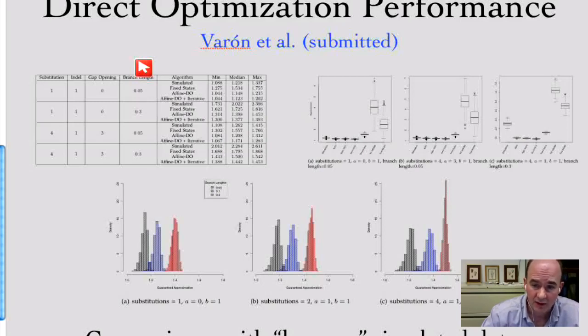And so what Andres did here is he actually looked at simulated data and then fixed states, which we talked about before, which was a lifted alignment with all possible leaf taxa assignable to an internal vertex. And then affine DO and affine DO plus iterative. So that's an affine gap model version of the direct optimization algorithm that Andres has done for part of his thesis. For our arguments here, we can talk about it in this context as equivalent to DO. So we have DO and then the iterative improvement on top of direct optimization.